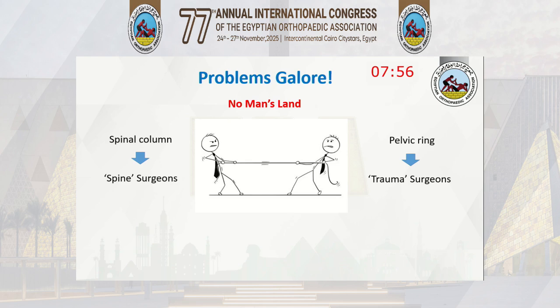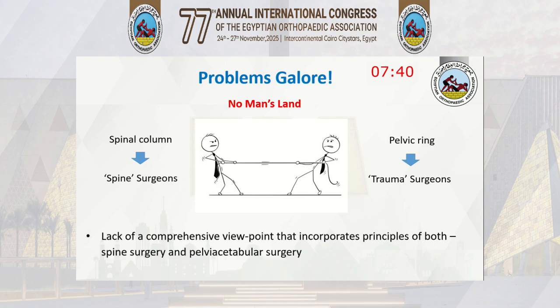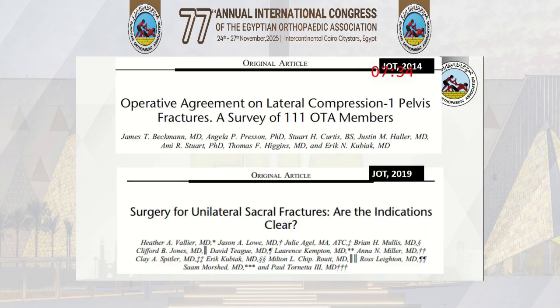If it comes to a trauma spinal surgeon, a spinopelvic fixation is most commonly done. If it comes to a trauma surgeon, it's an iliosacral screw which is done. So there is no common ground on which we can all sit together and say which fracture requires what. And that's why we don't have a comprehensive guideline which incorporates management and principles from both.